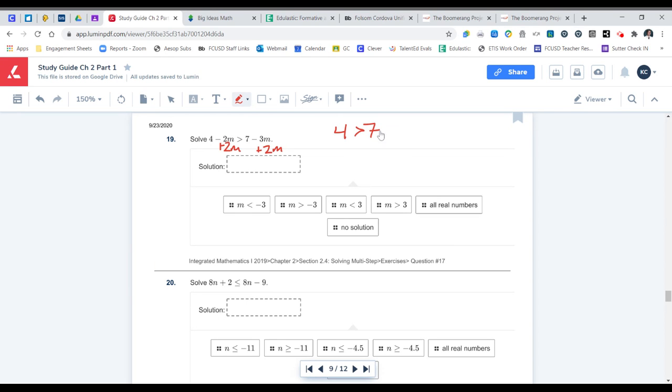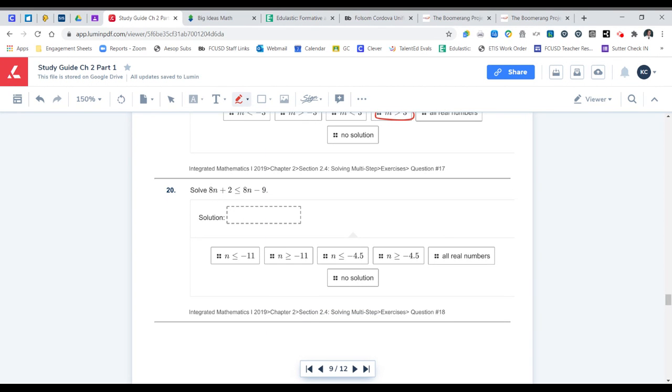Negative 3 plus 2, that's a negative 1m. Subtract the 7, and we get negative 3 greater than negative 1m. Divide by that negative 1 to get rid of it, and circle our sign. m is now on the greater than side with a positive 3. And to reverse that is m greater than 3. All right, that matches here.